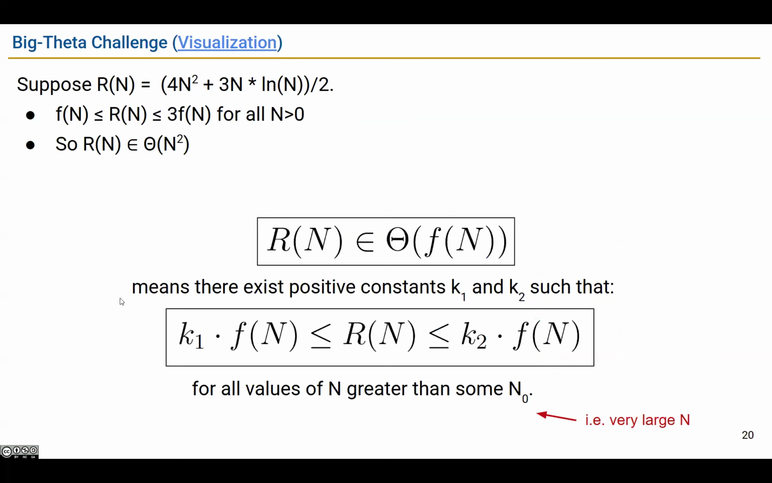Putting it together, f of n is less than or equal to r of n, which is less than or equal to 3 f of n for all n greater than 0. So we have found constants k1, k2, and n naught that fulfill these conditions, and we can claim that r of n is in theta of n squared.